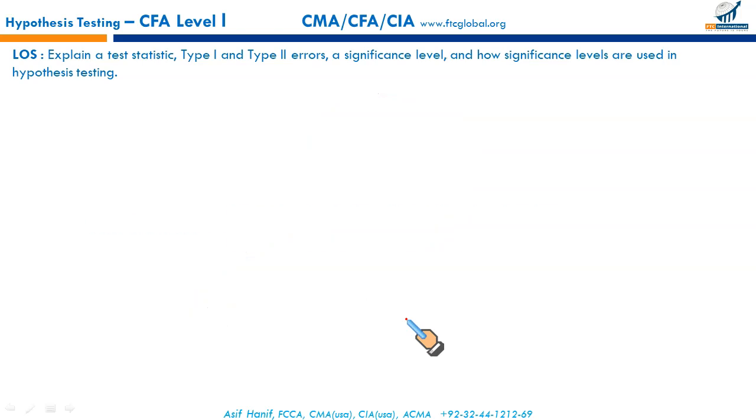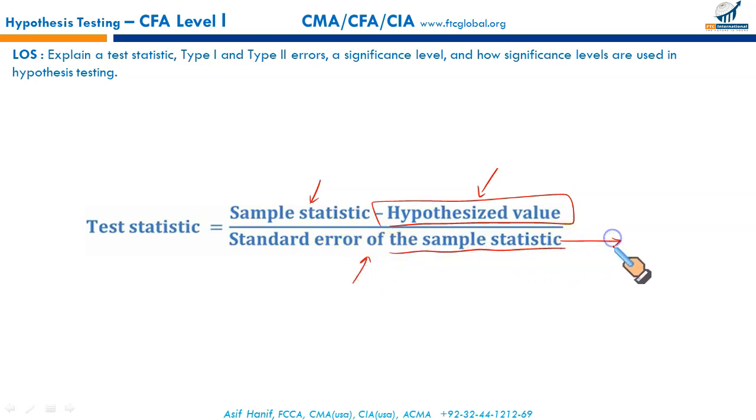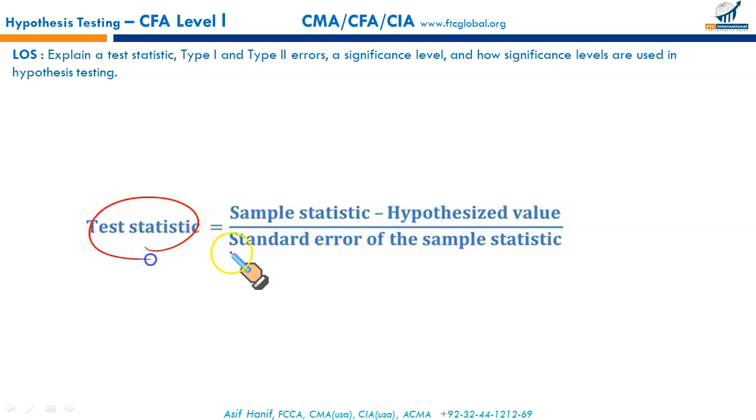How do we calculate test statistic? This is the formula. Test statistic is equal to sample statistic minus the hypothesized value that we want to test, our original hypothesis, divided by the standard error of sample statistic. This is what we have already discussed in our previous reading. Okay, now using this test statistic, we can subdivide the set of values that can be taken by this test statistic into two regions.